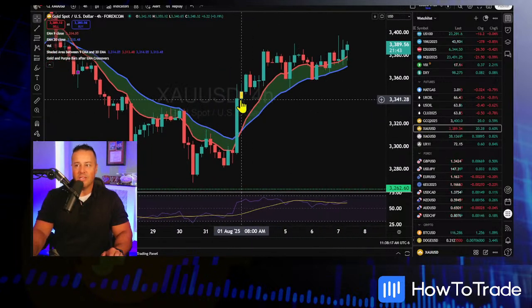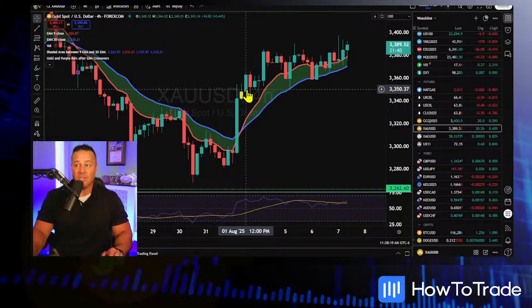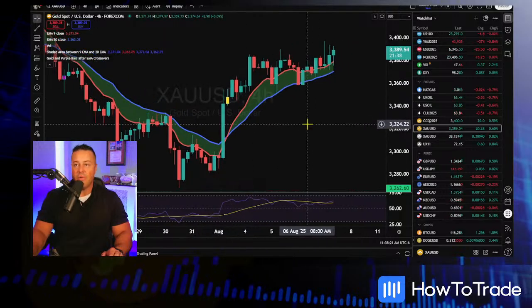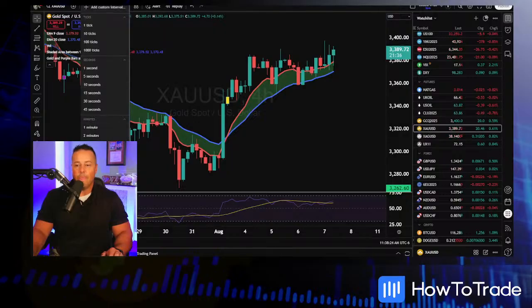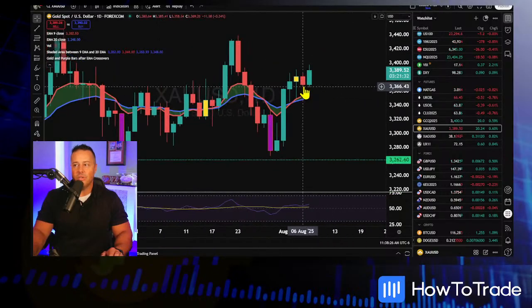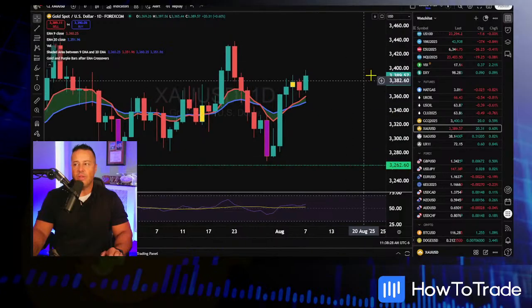Love this gold. Look at this gold buy on the 4-hour 920 crossover. That was fantastic down there at about 33.48. And then our daily took us a little bit longer to get in. Still pretty good, though. We're up about $10.